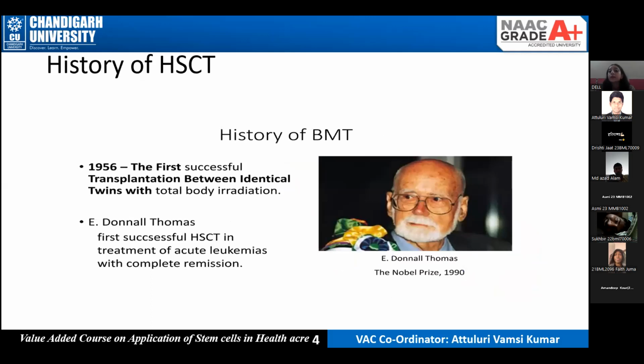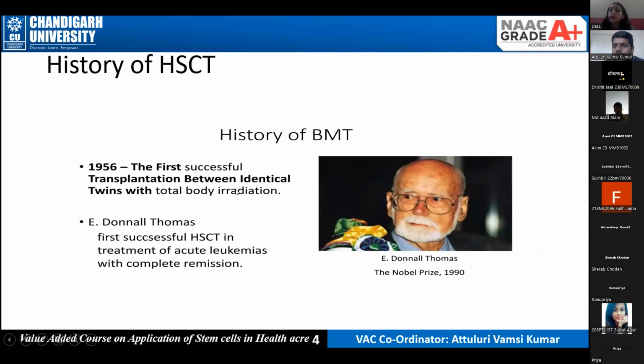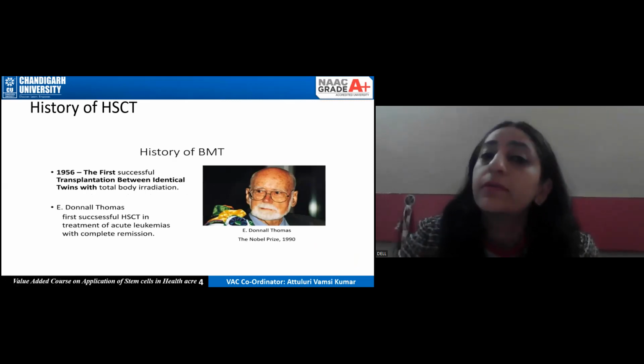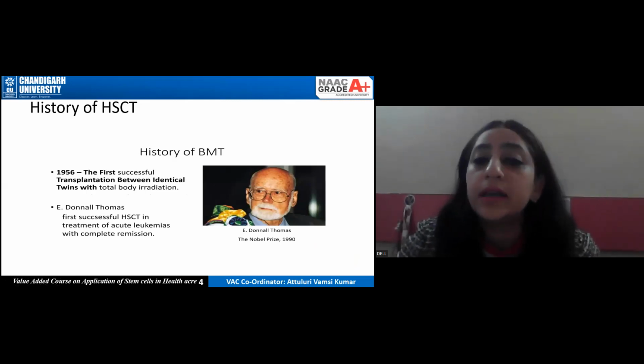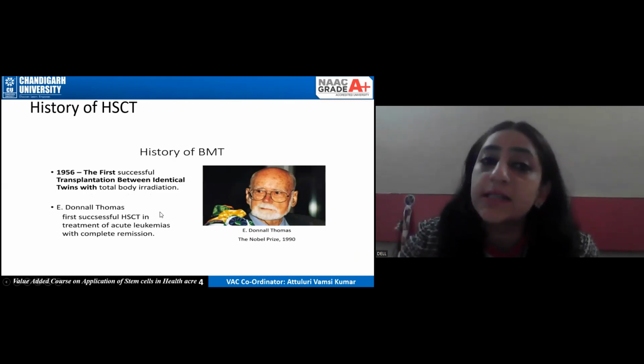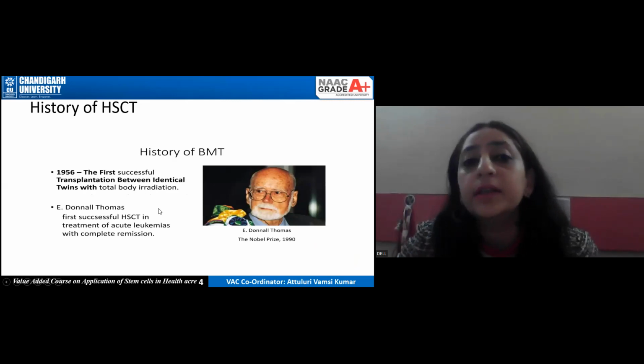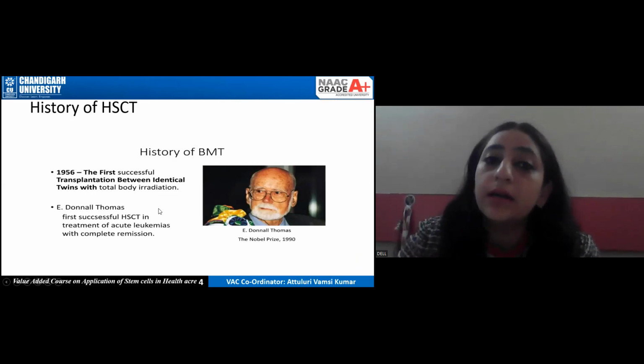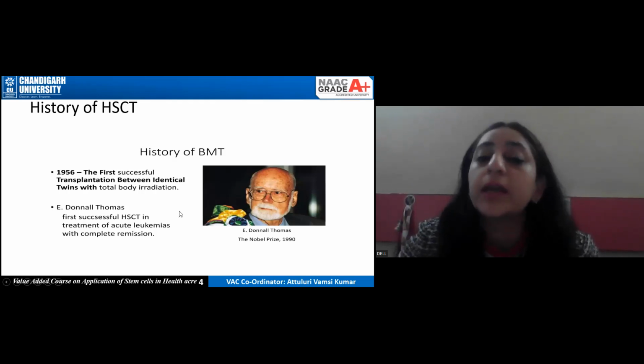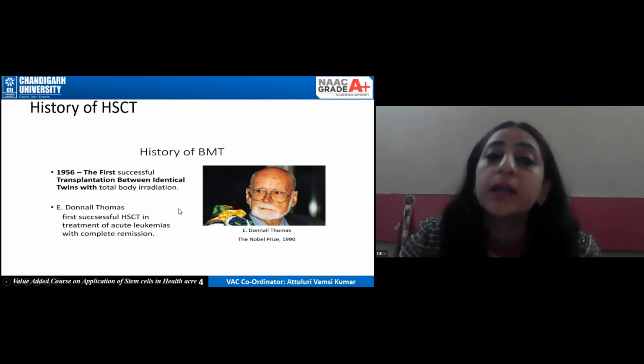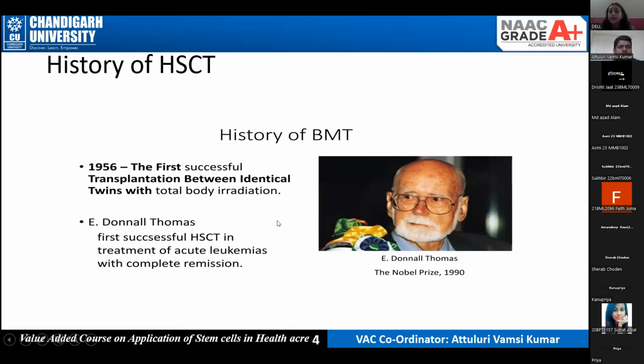Now, in this session, we are going to talk about the transplantation of these hematopoietic stem cells. The first bone marrow transplantation was done by E. Donald Thomas, and it was successfully done in 1956 between two identical twins in a case of acute leukemia. Acute leukemia, as you all are aware, is a cancer of white blood cells. E. Donald Thomas also got the Nobel Prize for the same in 1990.